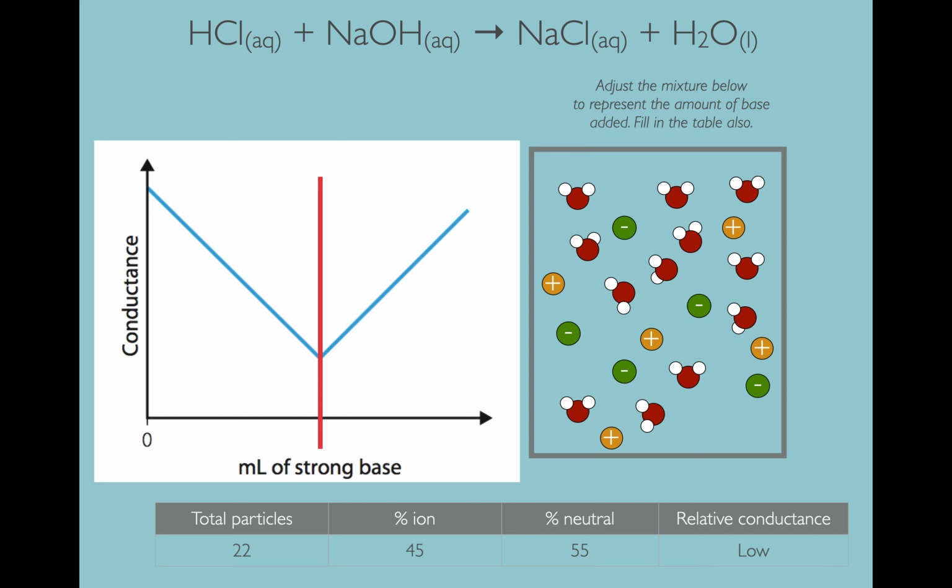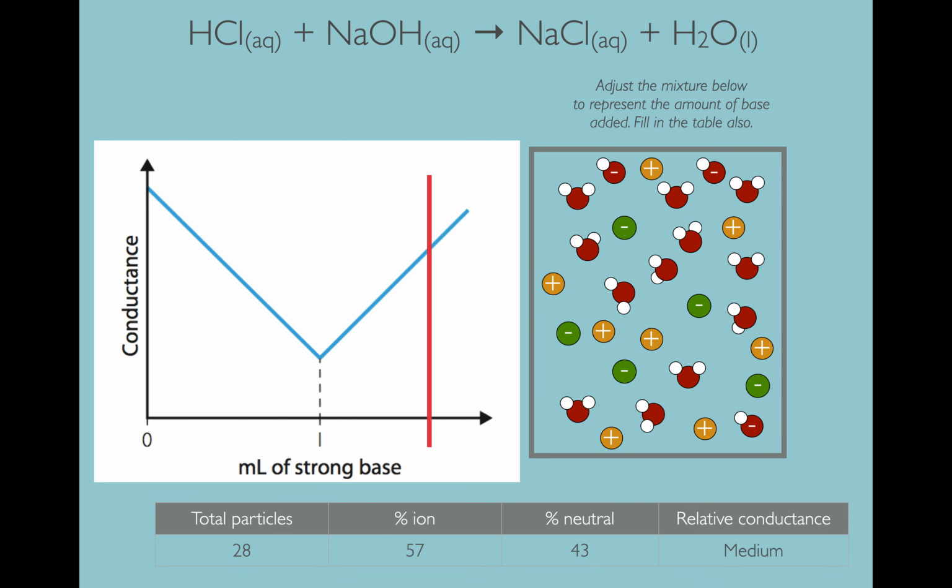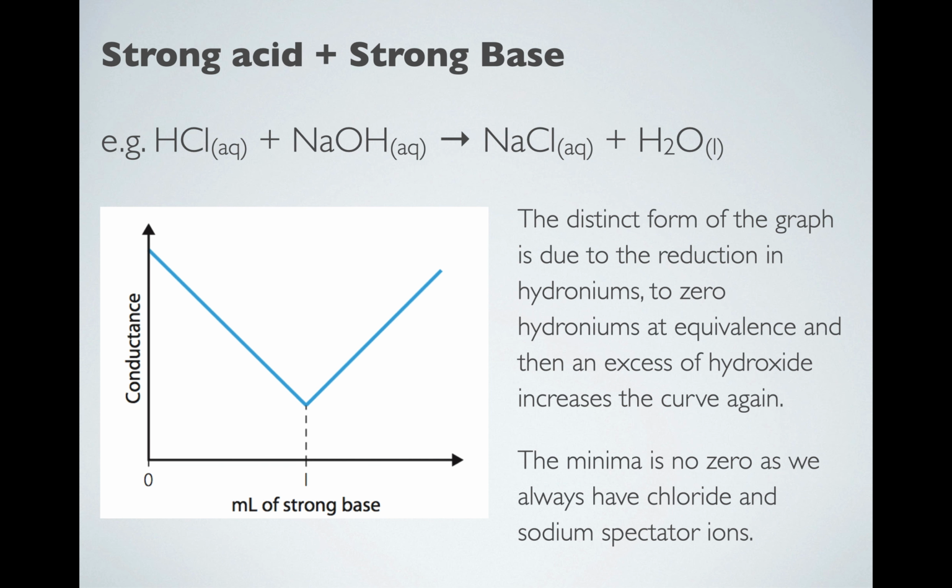Once I start adding some more strong base beyond the equivalence point, adding three more molecules, they go in, they don't react with anything. There's no acid there to react with. The hydroxides just float around and the sodiums just float around, so I'm increasing the amount of ions here. So out of the 28 particles now, 57% are ions, and so that's within our range of medium now. Okay, so that's why it increases beyond that equivalence point, because now those ions are not reacting with anything, so the number of ions are going up, so the conductance goes up.